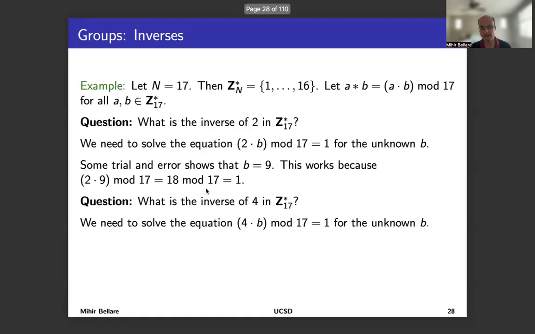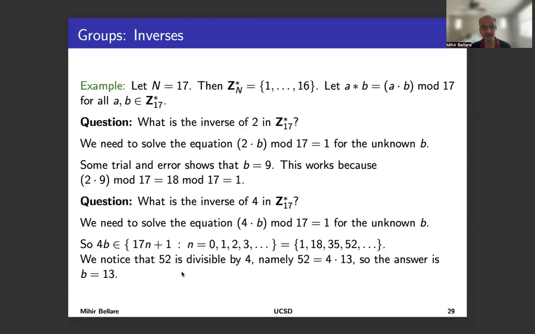So you might do that by trial and error. But let's try something maybe a tad more interesting, where I ask you in the same group to find the inverse of 4. The approach is again the same. How do I solve the equation 4b mod 17 is 1 for the unknown b? You could again just trundle through everything from 1 through 16 until you find the answer. You're bound to hit it at some point. Is there anything we can do that's a little more clever? I claim there is.